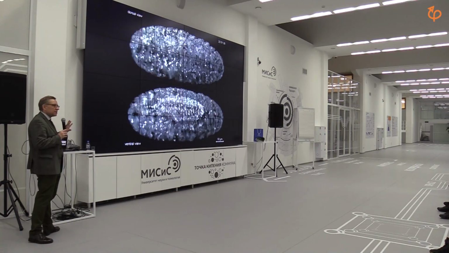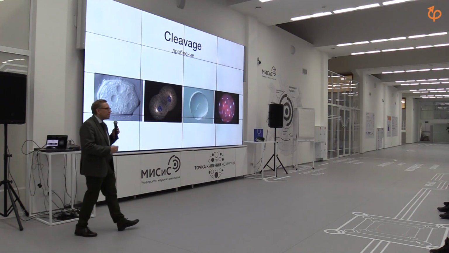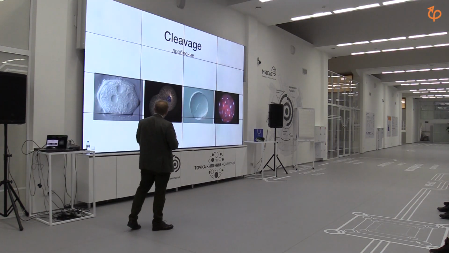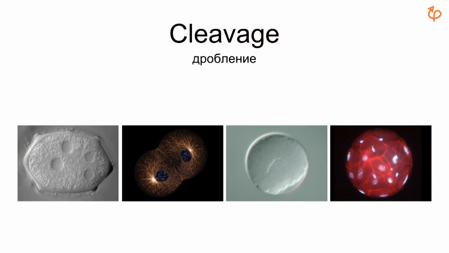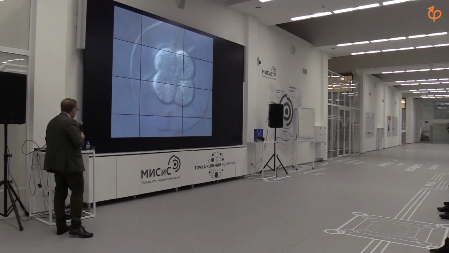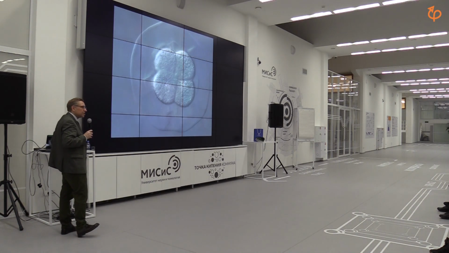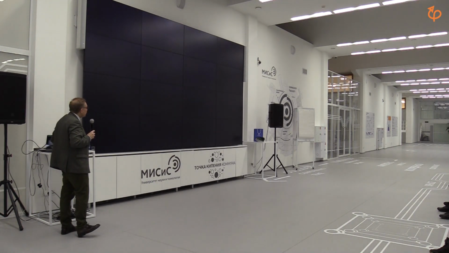So the first cell divisions are called cleavage. This is when one cell stage subdivides into the next stages. So it's a simple process of cell divisions. And here you see a video which is already a 4-cell stage. This is how it works.